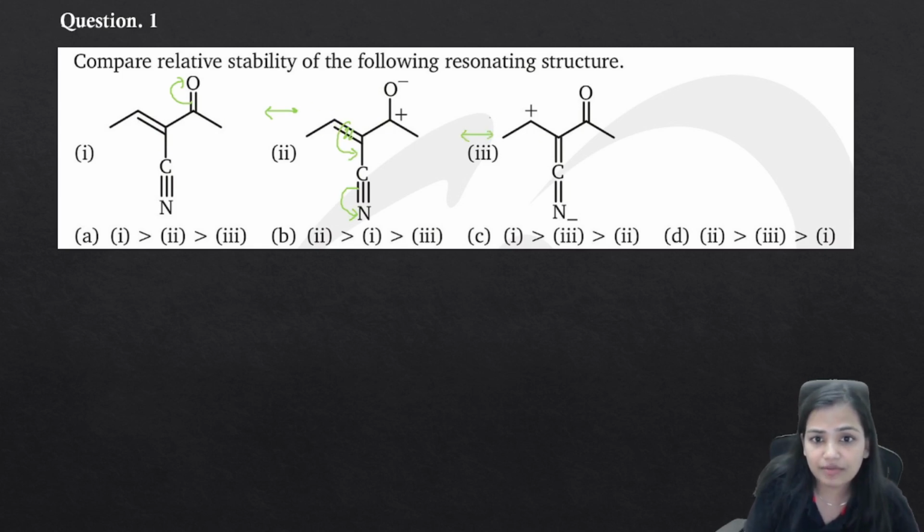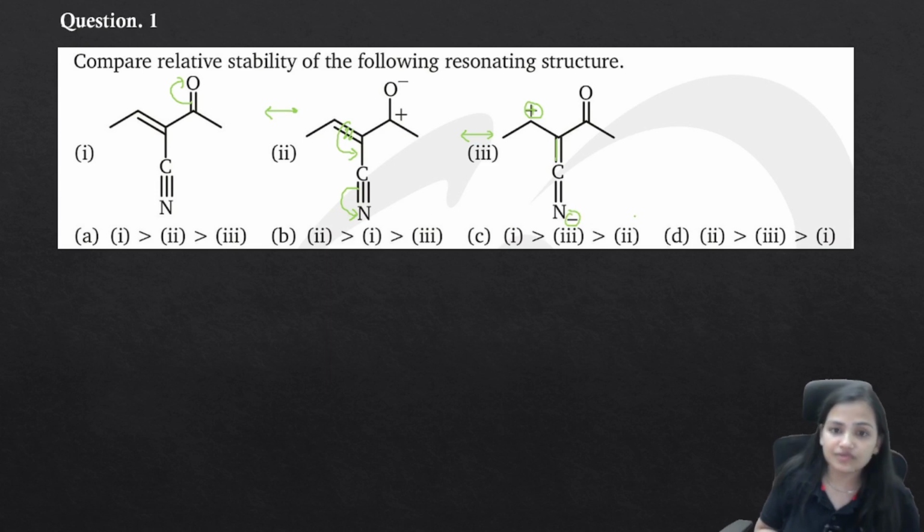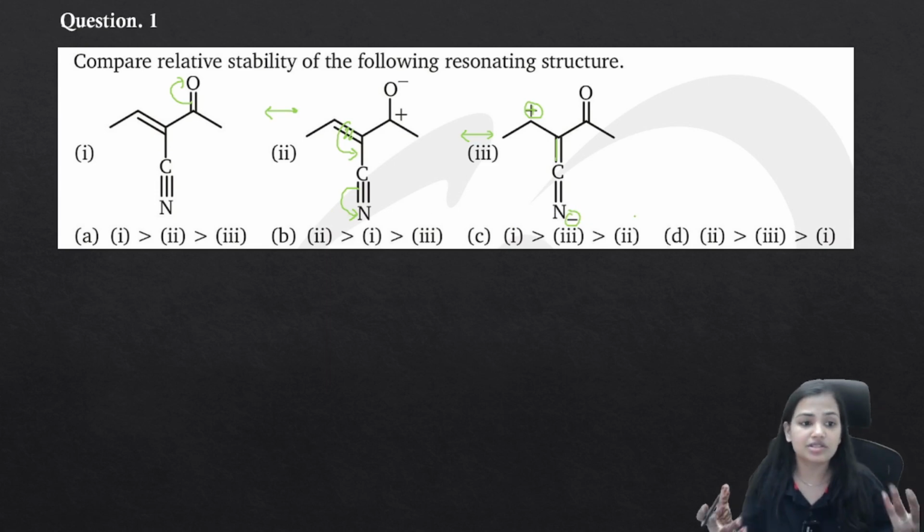Here you get a positive charge because of the delocalization of electrons. There will be a formation of a pi bond, and then this pi bond will be broken and you will get a negative charge. So in short, all three are canonical structures, or resonating structures, of each other. Now the question is asking about relative stability. Out of all, which is more stable?